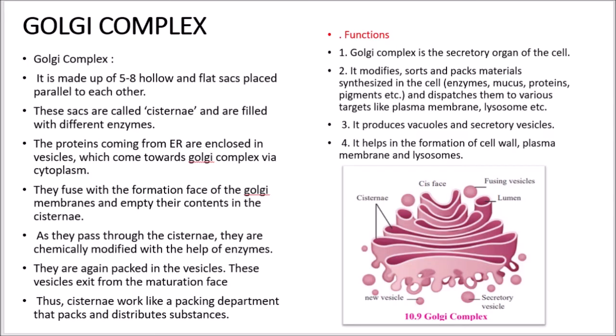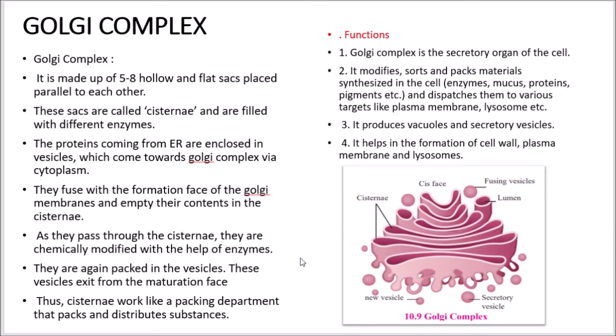The Golgi complex is made up of 5 to 8 hollow and flat sacs placed parallel to each other. So you can see here, it is a purse-like structure and they are attached to each other. So this is hollow and flat. These sacs are called cisternae. So each sac is called a cisterna and is filled with different enzymes. Now enzymes means chemicals in the cell or in the body which have a particular function.